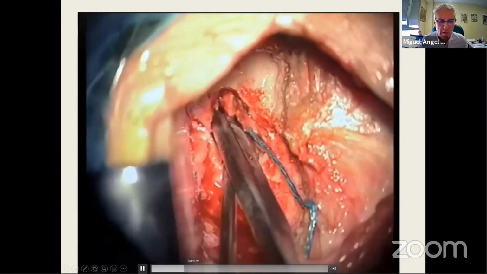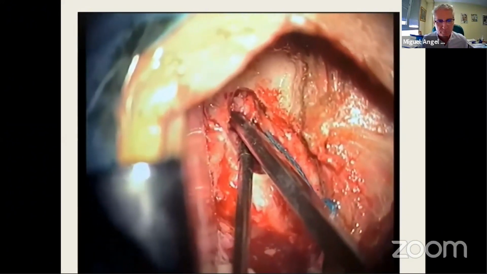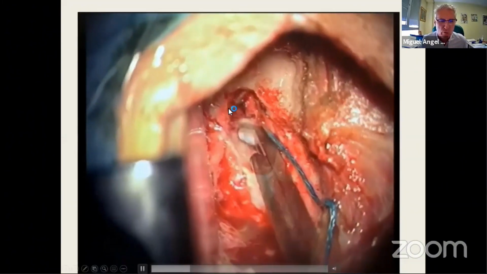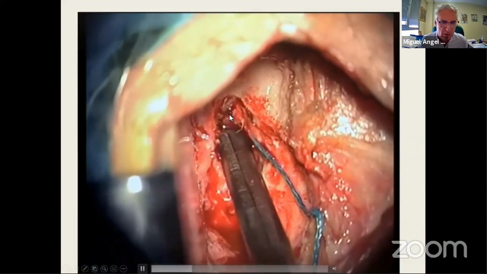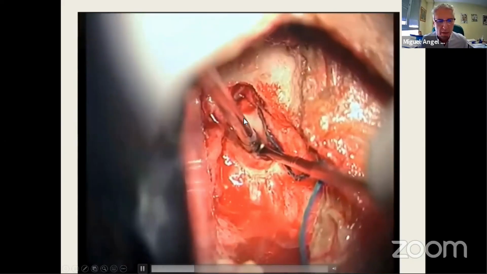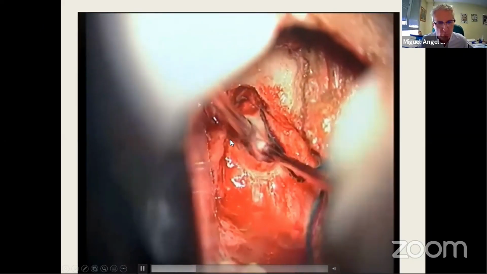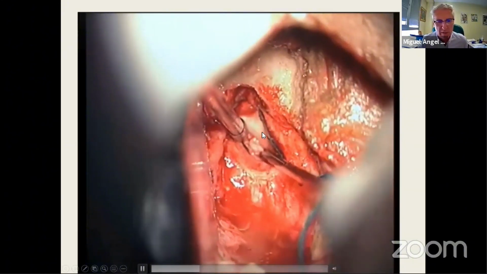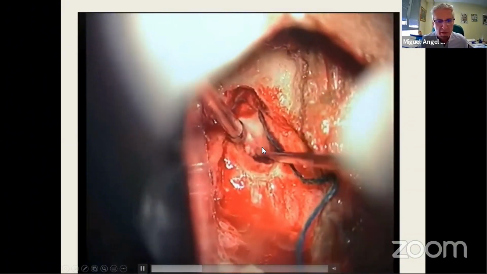You have to use this ranger, this punch. Very frequently, you have to remove some lateral part of the lamina, some small part of the joint. In some cases, you can see the root and you can see the fragment.